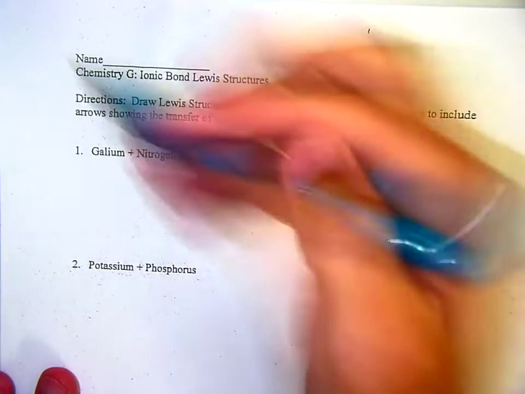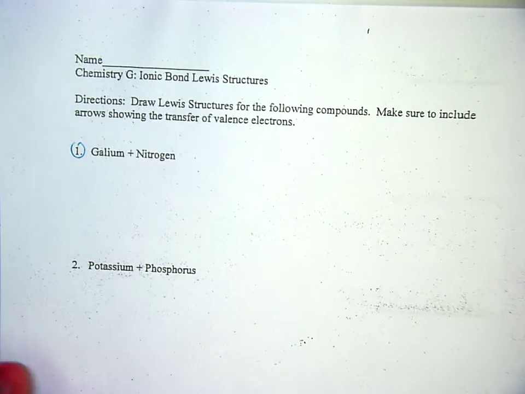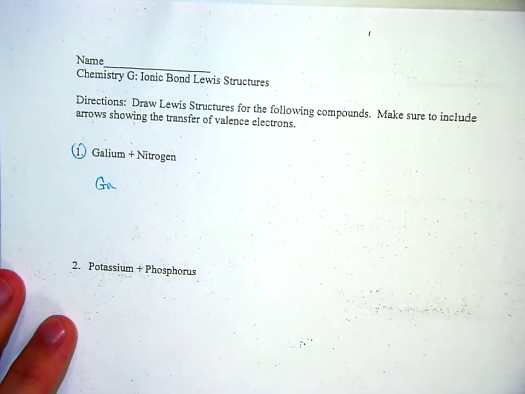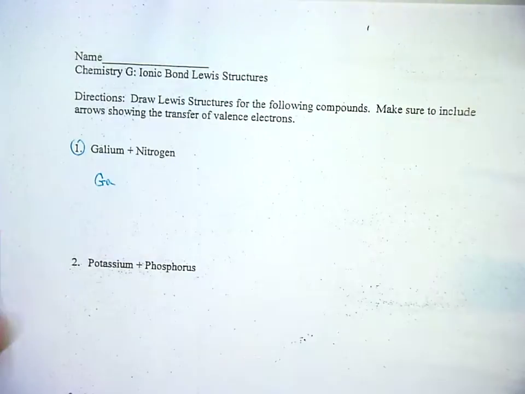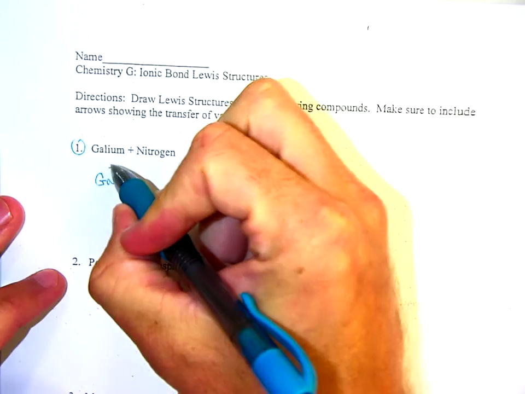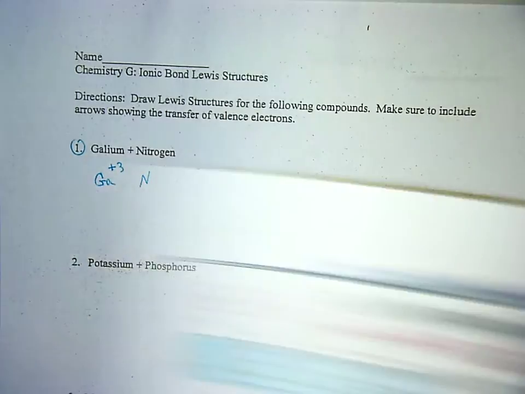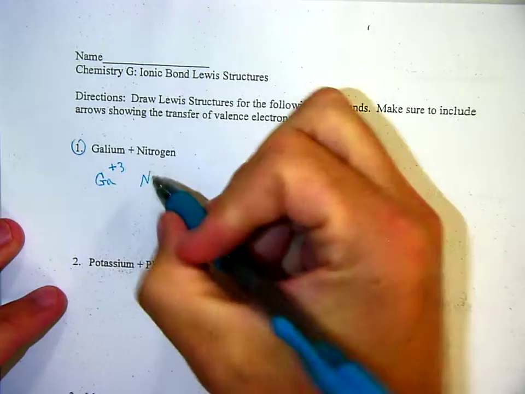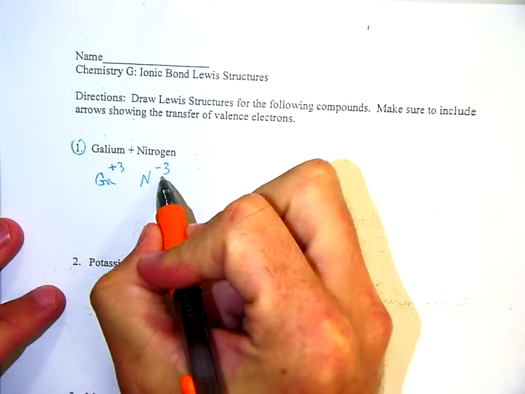number 1, gallium and nitrogen. If we look up gallium on the periodic table, it is Ga, and Ga has a +3 charge. So here's Ga right here, and a +3 charge. And then we have nitrogen, the nonmetal, which is N, and nitrogen has a -3 charge. That's the charge number. To get the correct formula, we are going to crisscross these numbers down.